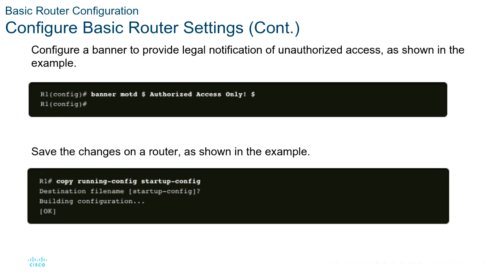So whatever your company lawyer at your place of business tells you to say, you will put in the banner message of the day, in this case, authorized users only. And that appears before they ever even try to log in. And then the command at the bottom, copy run start, will save the current configuration from RAM to the NVRAM for it to be saved.